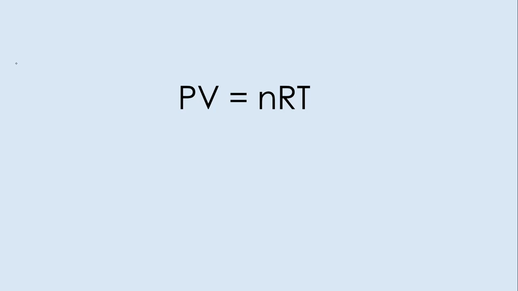So the ideal gas equation is here. PV equals nRT. P is pressure, and that needs to be in pascals. V is volume, and that needs to be in meters cubed. n is the number of moles. R is something called the molar gas constant. Now you'll be given the value of this in an exam, but it's 8.31 joules per Kelvin per mole.